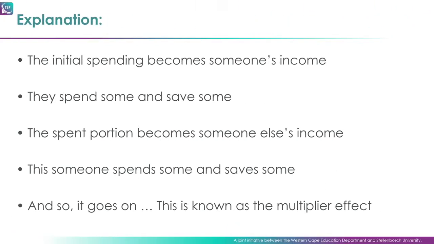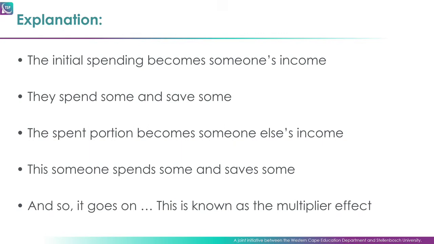As I said in the beginning, the initial spending becomes someone's income. Once people have that income, they decide what to do with that money. They will spend some of it, or they will save some of it. Some people will spend all of it and not save. Others will save more than what they spend, but it is up to the individual to decide what they're going to do with that income.